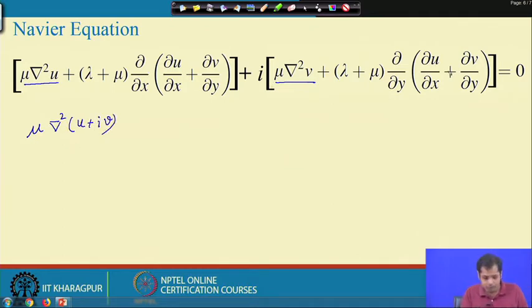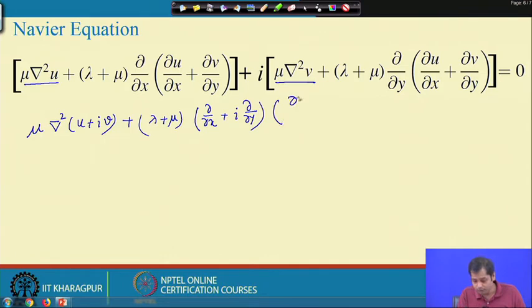Let us take the other two terms. The other two terms become lambda plus mu, times (del/del x plus i del/del y), acting on (del u/del x plus del v/del y), that is equal to 0. So, this is what we have, right.